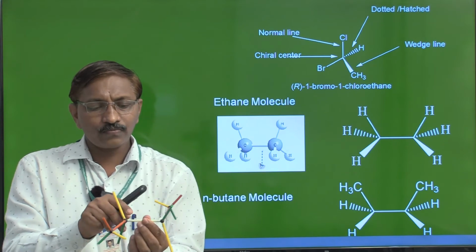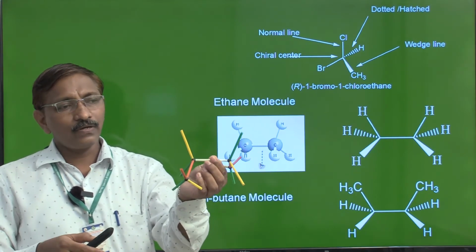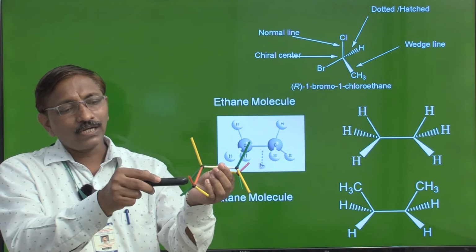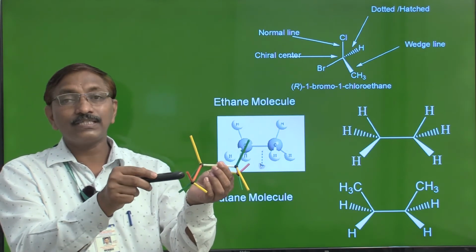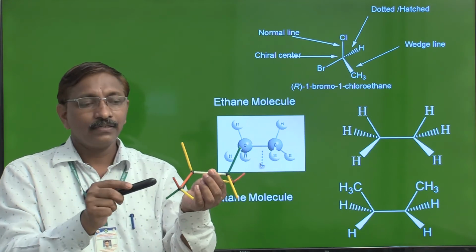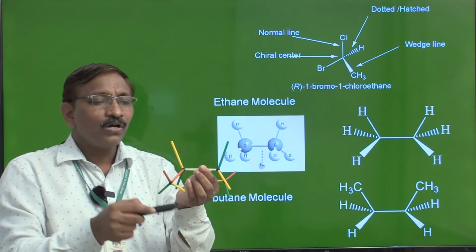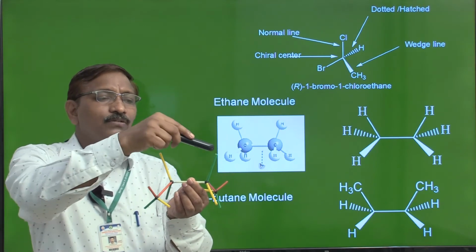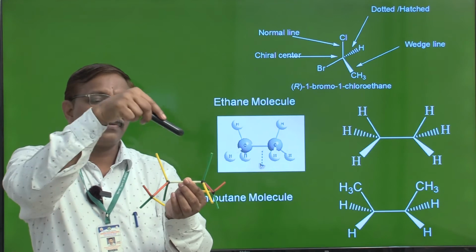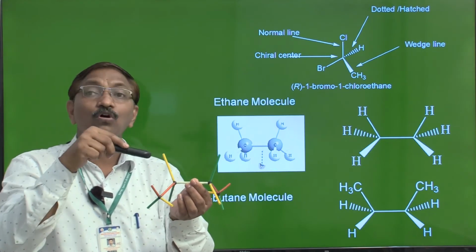Okay. So if you observe in this case, how does that look? Very simple. In this case, one methyl group is towards you, so it is always represented by a thick line. This hydrogen atom is also towards you, so it is represented by a thick line. While this hydrogen atom and this hydrogen atom are in the plane of the central carbon-carbon bond, so they are represented by a normal line.